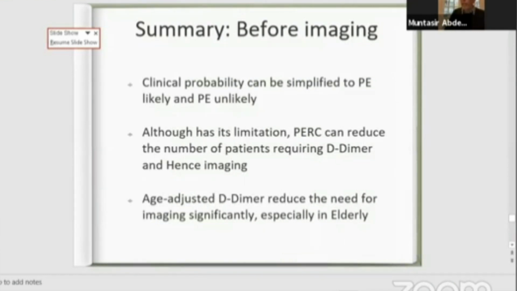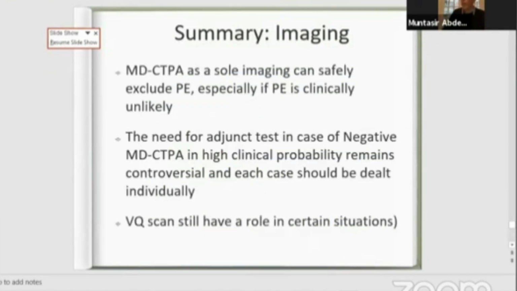But you have to understand the limitations of these criteria. And then age-adjusted D-dimer is also a very useful way of reducing imaging. By age-adjusted D-dimer, for people above 50, you multiply the age by 10, and you can use that to exclude pulmonary embolism without doing imaging. Can we have the next slide, please?